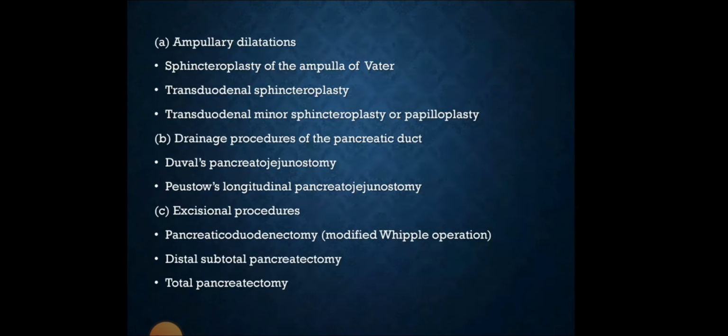So pancreaticoduodenectomy, that is the modified Whipple operation, is done when the parenchymal disease is limited to the head of the gland. If no other portion is involved, in that condition we can go for pancreaticoduodenectomy. When the parenchymal disease is limited to the body and tail, distal subtotal pancreatectomy can be done. And when the pain continues after lesser resection, in that condition we can go for total pancreatectomy. So this is the surgical treatment for pancreatitis.